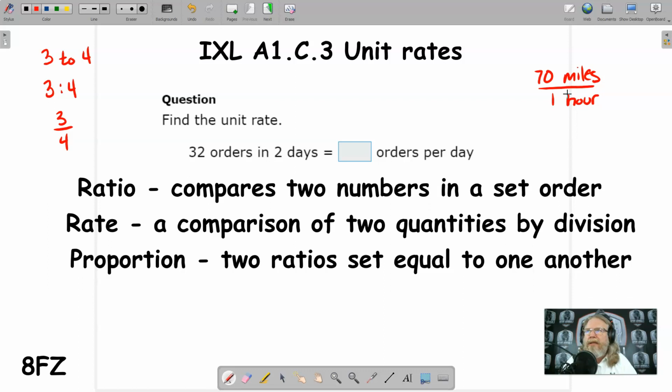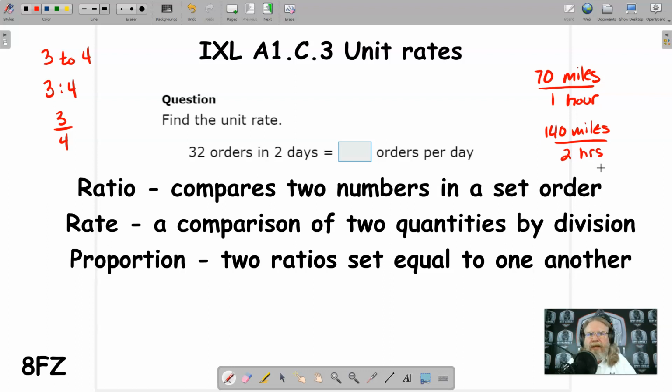It's the comparison of two values, and they have separate measurements of quantity. The 70 is being measured in miles, and the 1 is being measured in hours. You could also have an equivalent ratio where you went 140 miles in 2 hours.